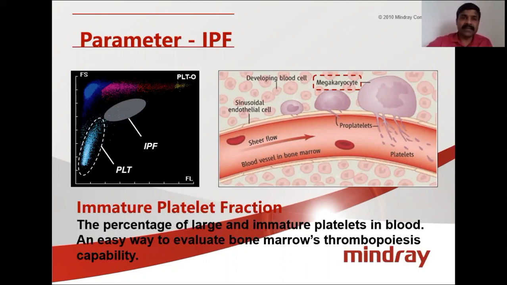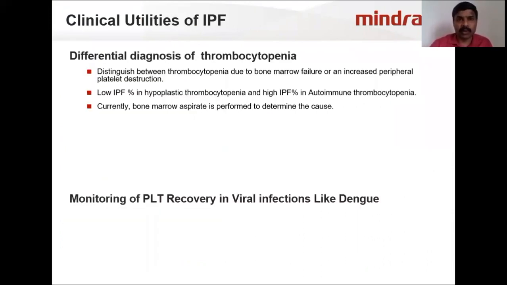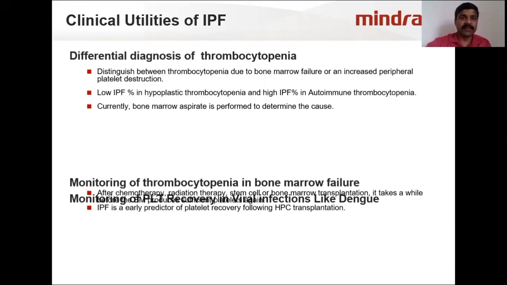This parameter has very different uses in the laboratory. It can be used for identifying the cause of the thrombocytopenia, whether the thrombocytopenia is due to bone marrow failure or because of peripheral destruction. This kind of identification can be done by using the IPF. Another use of the IPF is monitoring platelet recovery in case of dengue infections.